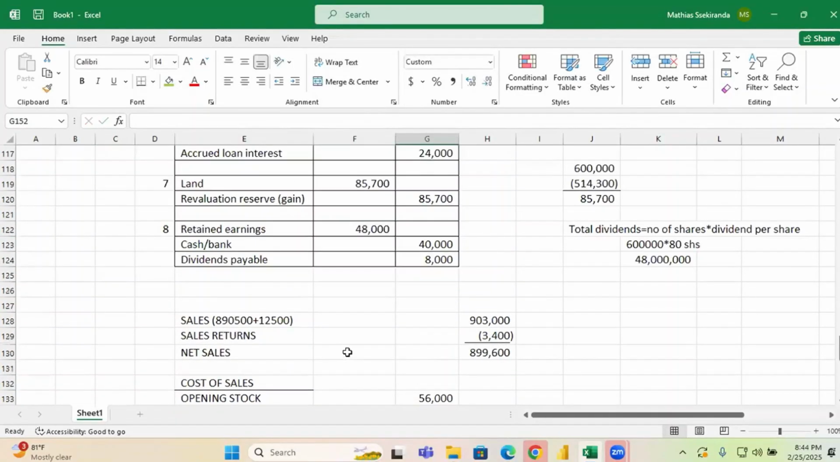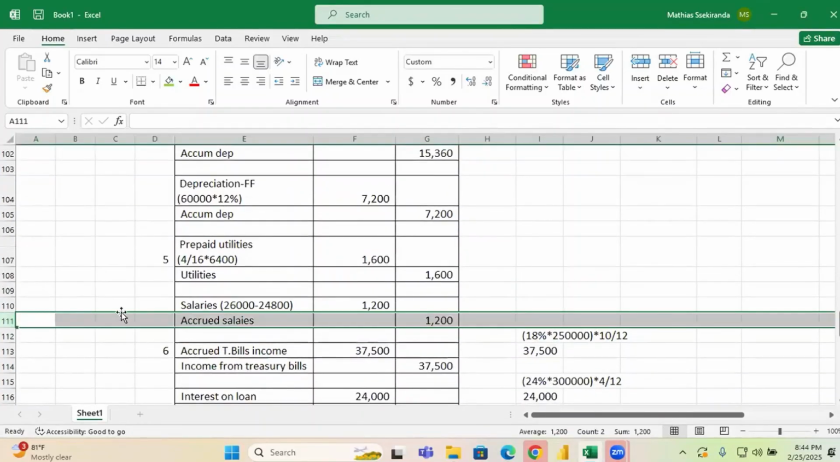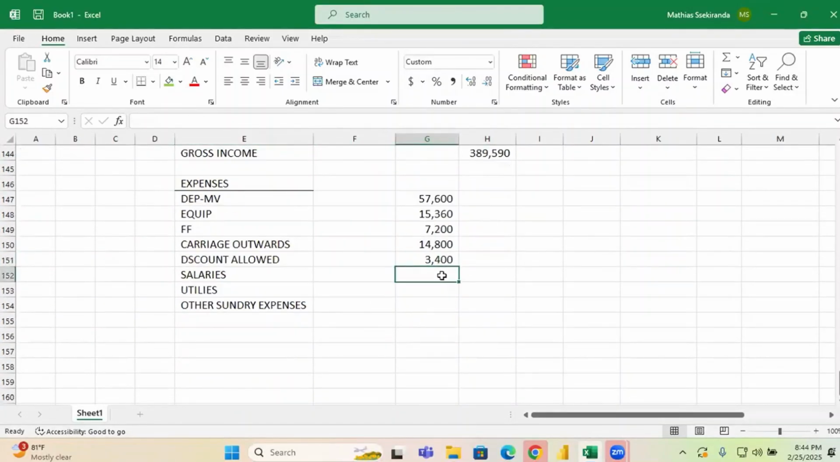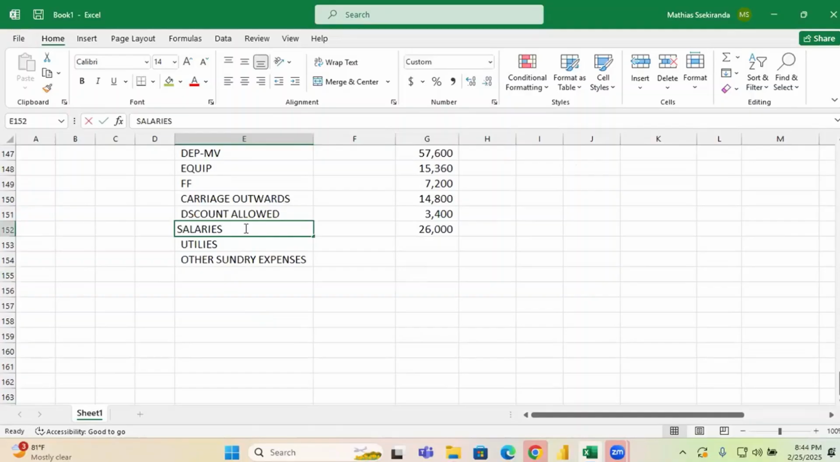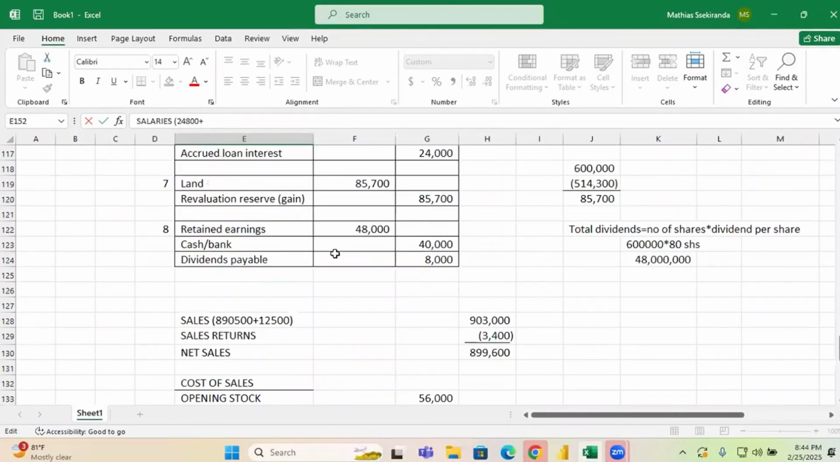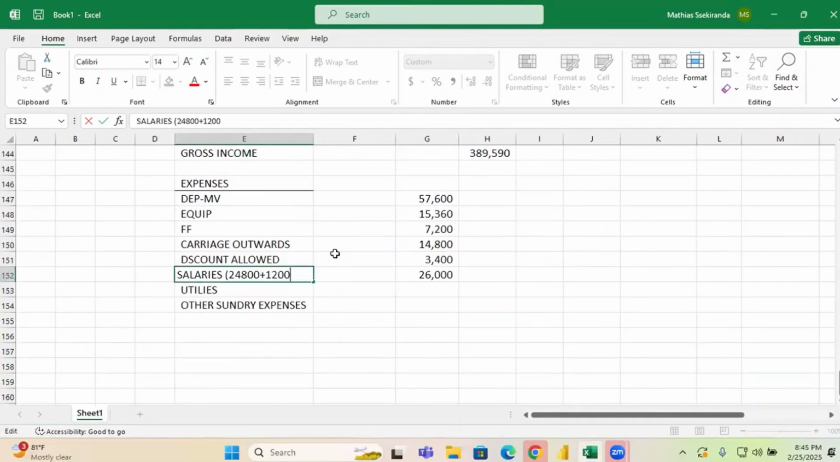So salaries, you realize we had a note on it. We had accrued salaries, therefore we shall add the figure. So our total salaries should be 26,000. You just get the figure that was given, 24,800, we add on the accrual, which is 1,600, which is 1,200, sorry, to get to 26,000.